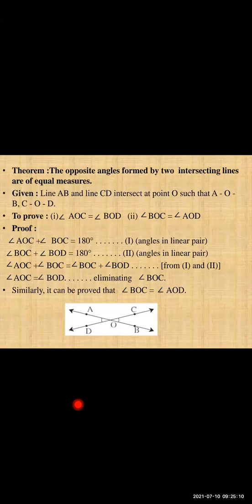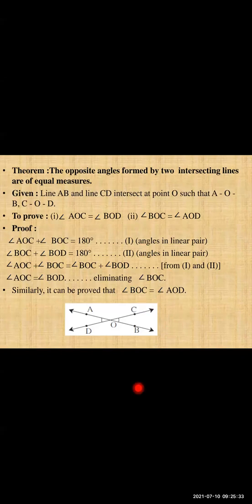Angle AOC, to prove the first part, we have shown here angle AOC is equal to angle BOD. So eliminating BOC, after eliminating BOC, we get angle AOC is equal to angle BOD. In this way, we have proved our first part. Similarly, in that same manner, we can prove the second angle.